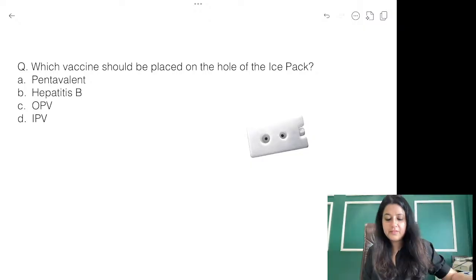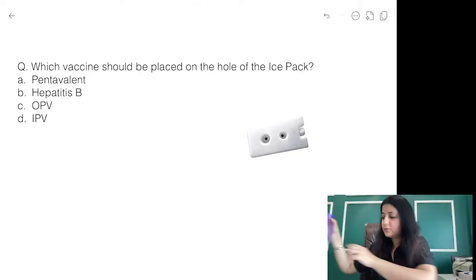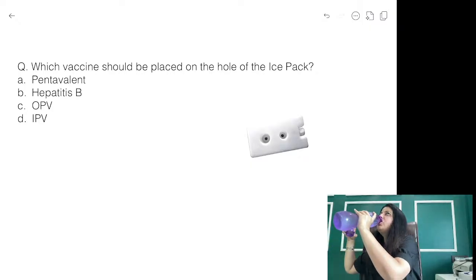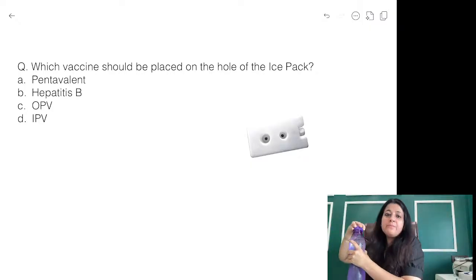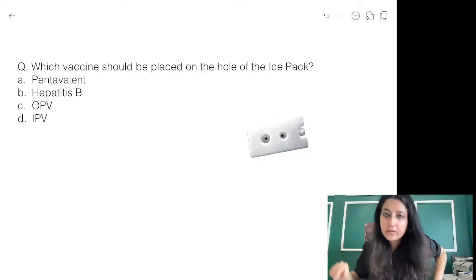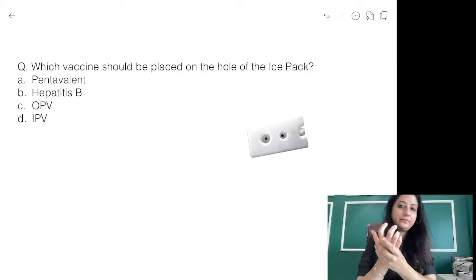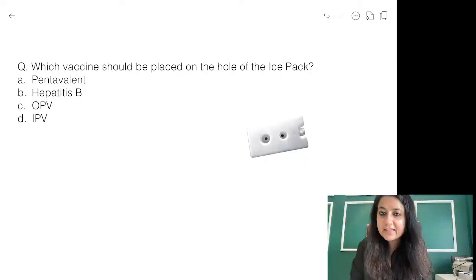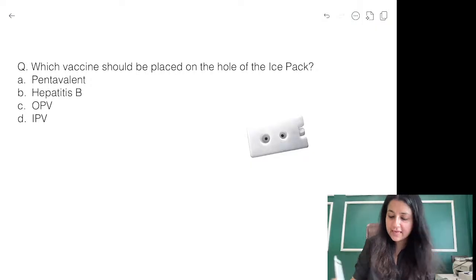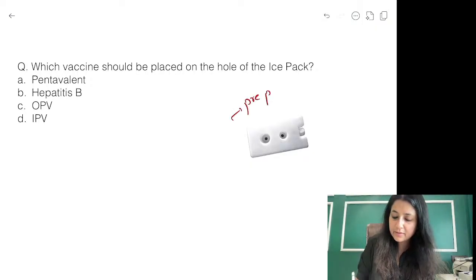What is the question? Which vaccine should be placed in the hole of the ice pack? Think, you've got an ice pack and I'm asking you, which vaccine can you place in the hole of the ice pack? Give the answer. Very good. Ice pack, questions related to ice packs.